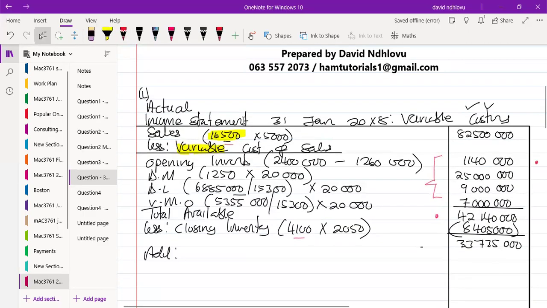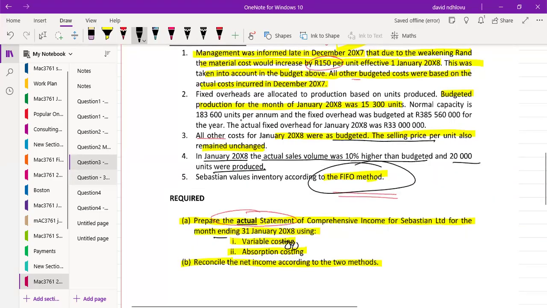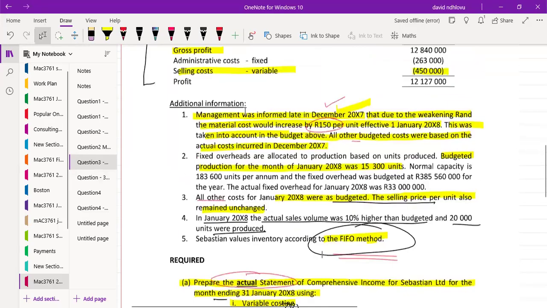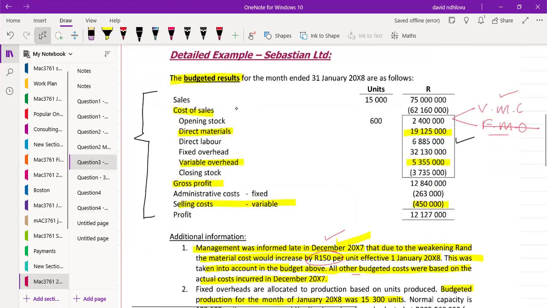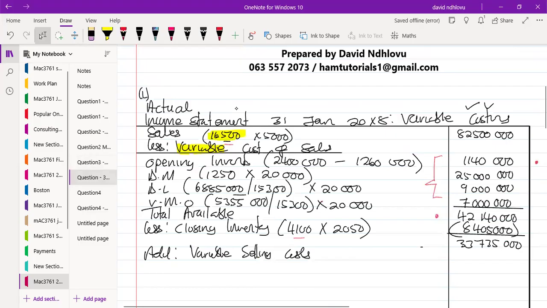Right, once we have our closing inventory, we then have our variable selling cost here. We are going to add it. Right, so here we're told the budgeted cost per unit is the same as the actual. So we need to find the budgeted cost per unit. So we say 450,000. Right, but remember we had only sold 15,000. This time we're selling 16.5 units.